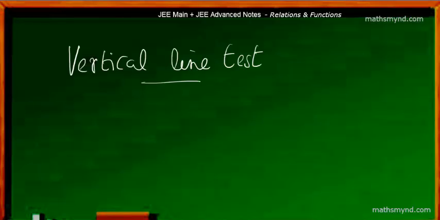What exactly is a vertical line test? A vertical line test is a simple test to check whether the graph of a given function is dealing with a proper function or not. And let us look at three cases to get the idea.